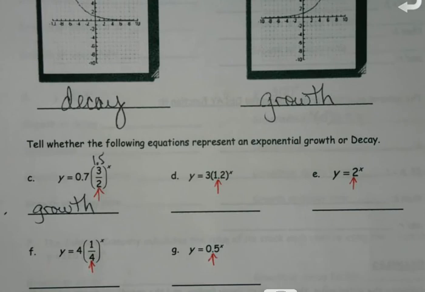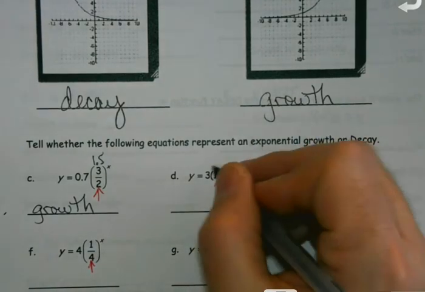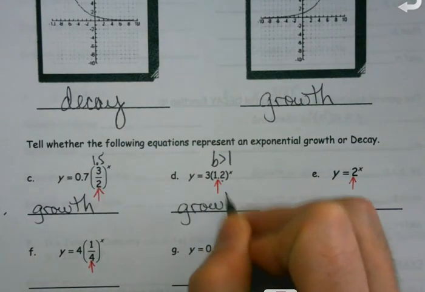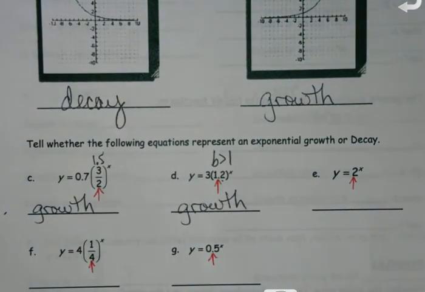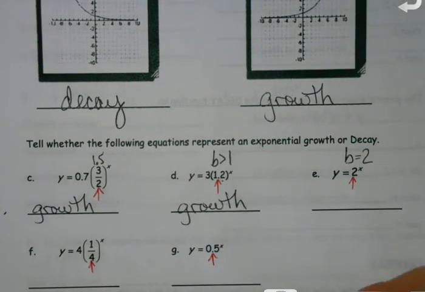What about the next one? Okay, growth again. 1.2 is bigger than 1. So if b is greater than 1, again, the number with the x exponent, it's growth. You're like, dang, Hardy, you're making them all the same. Okay, here my b value is 2, greater than 1.